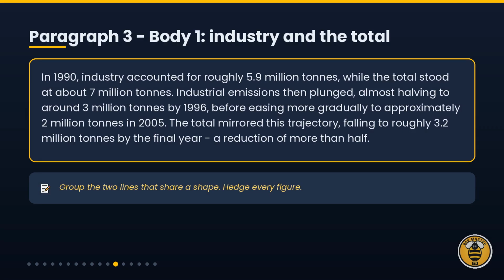Paragraph 3. In 1990, industry accounted for roughly 5.9 million tons, while the total stood at about 7 million tons. Industrial emissions then plunged, almost halving to around 3 million tons by 1996 before easing more gradually to approximately 2 million tons in 2005. The total mirrored this trajectory, falling to roughly 3.2 million tons by the final year, a reduction of more than half.